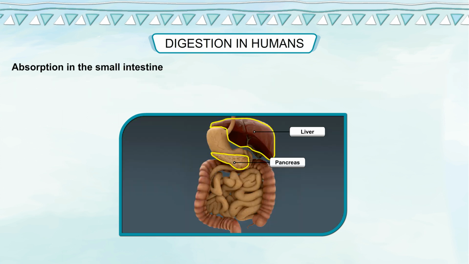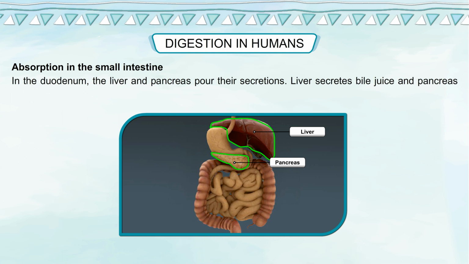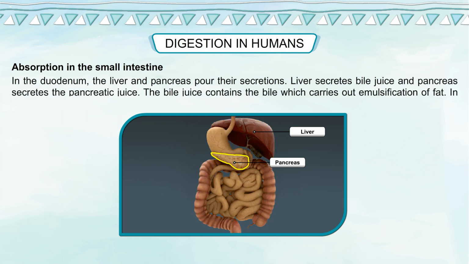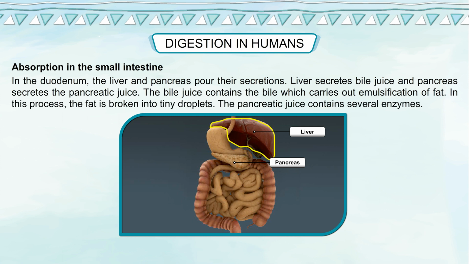Absorption in the small intestine. In the duodenum, the liver and pancreas pour their secretions. Liver secretes bile juice and pancreas secretes the pancreatic juice. The bile juice contains the bile which carries out emulsification of fat. In this process, the fat is broken into tiny droplets.